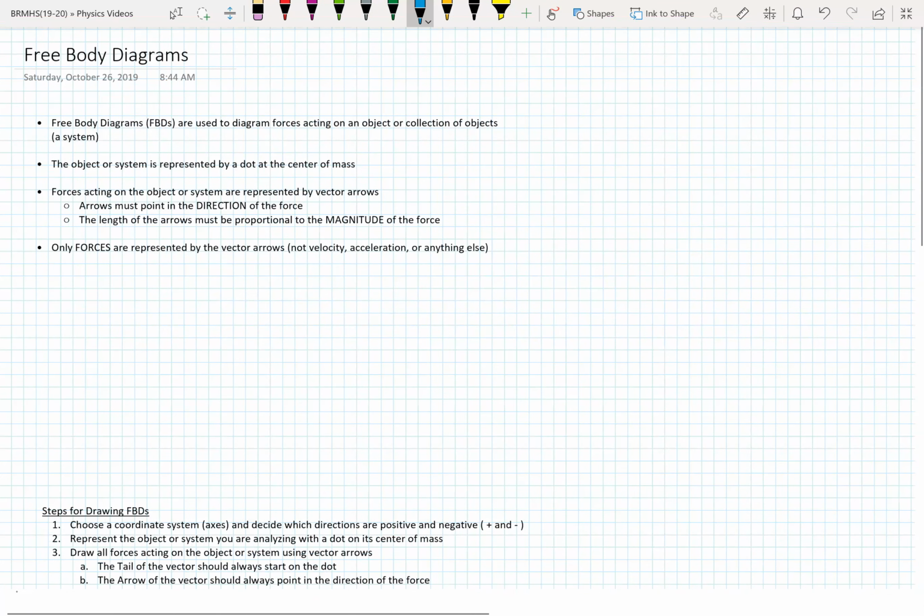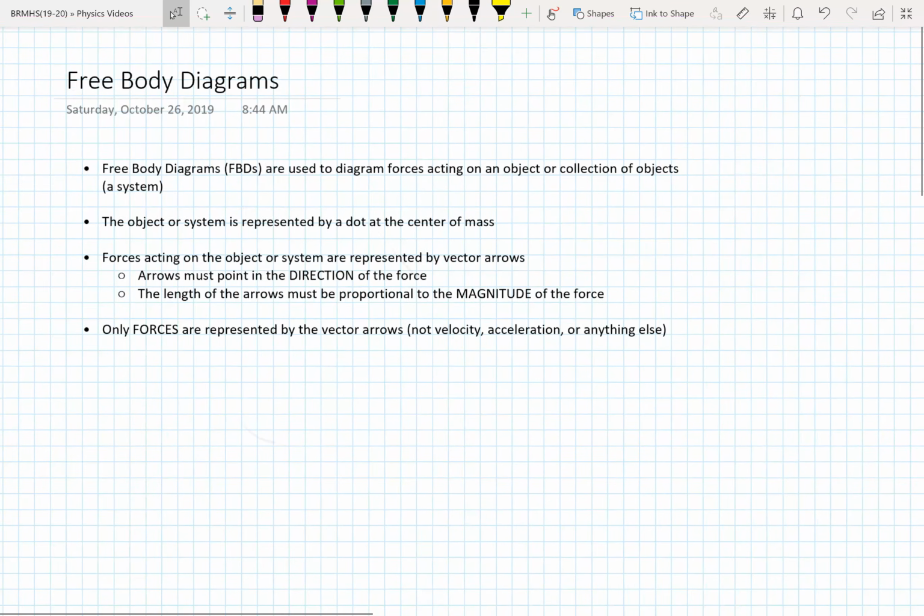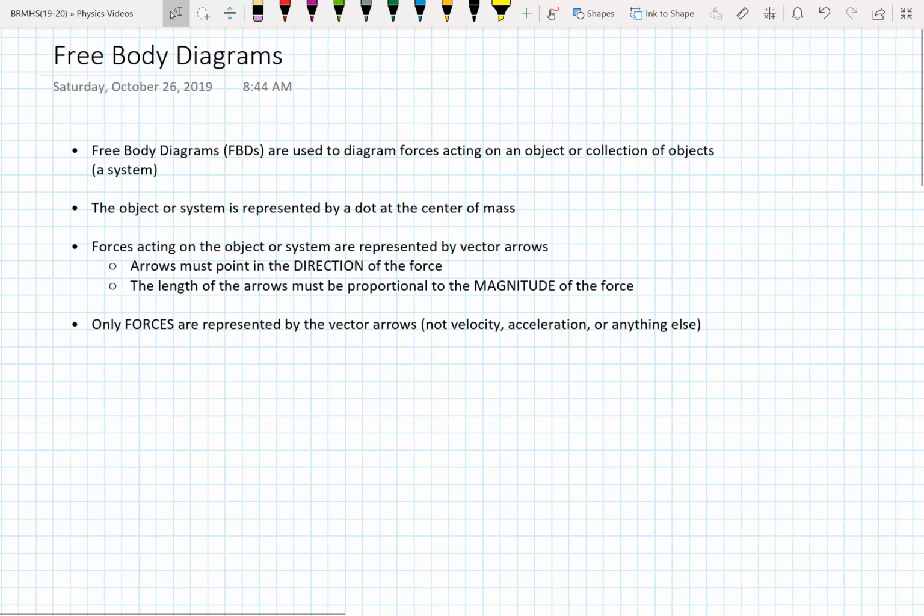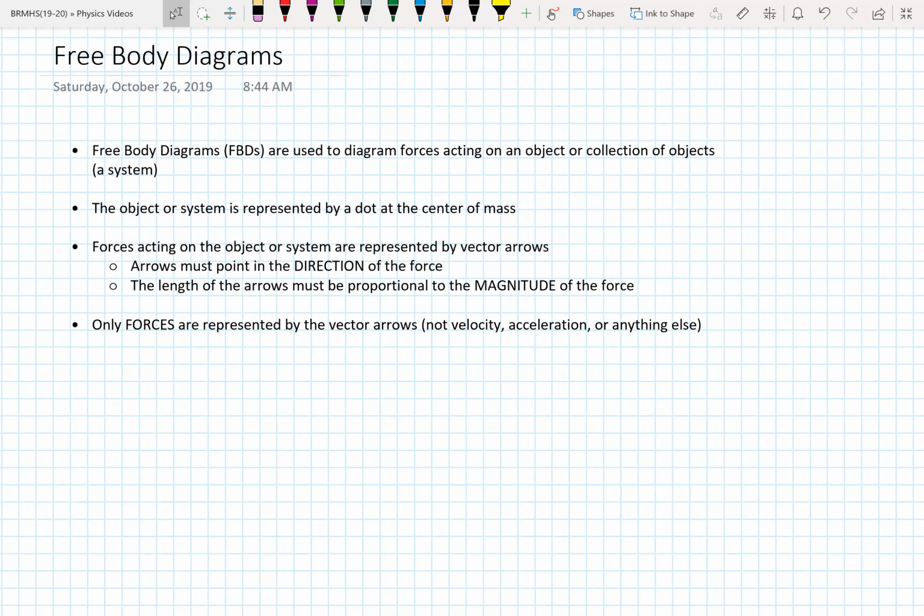Okay, in this video we're introducing free body diagrams briefly. Free body diagrams, or FBDs, are used to diagram forces acting on an object or a collection of objects, which we call a system. The object or system is represented by a dot at the center of mass.